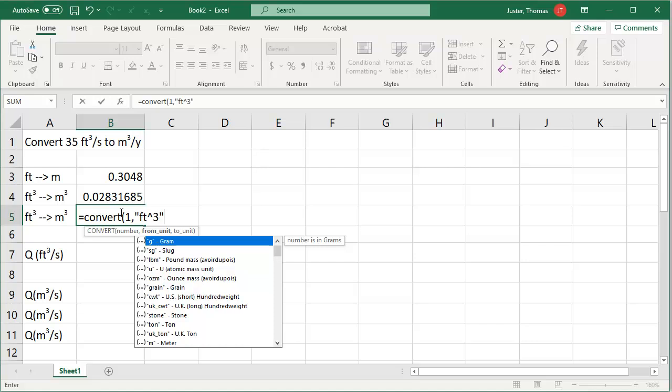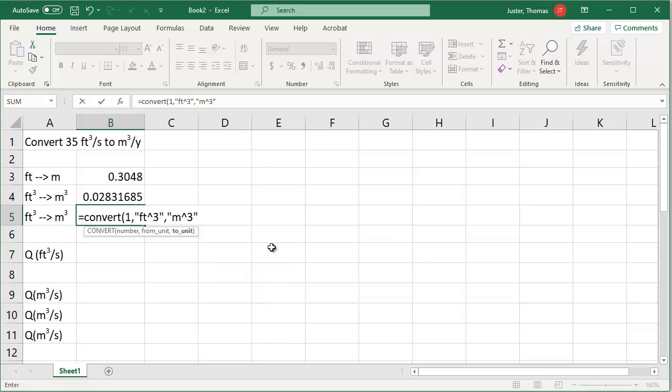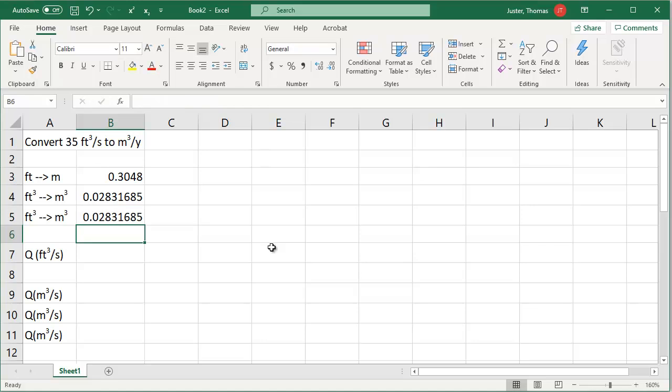That's a unit of volume, to "m^3", end quote. So notice carefully what I've done. Both of the things in quotes are volumes. They're both created by raising to the 3rd power one of the units that CONVERT knows, in parentheses. There you go. That's super cool, right?